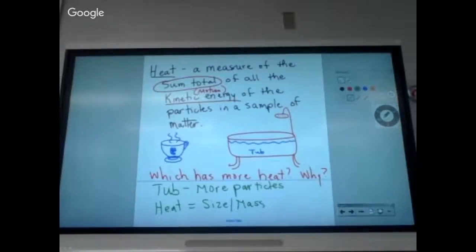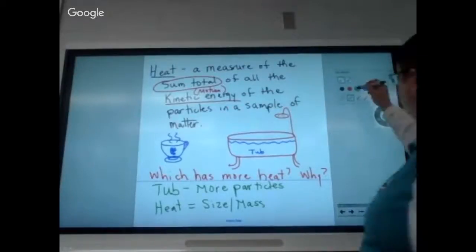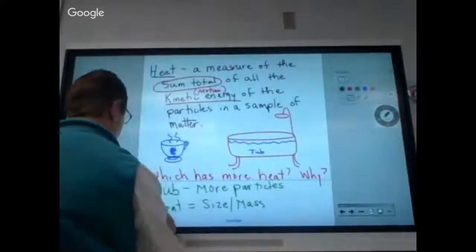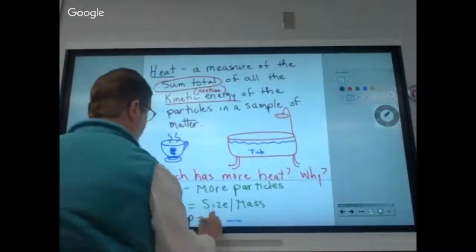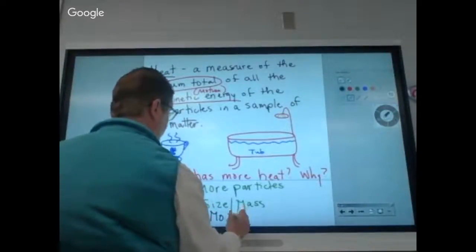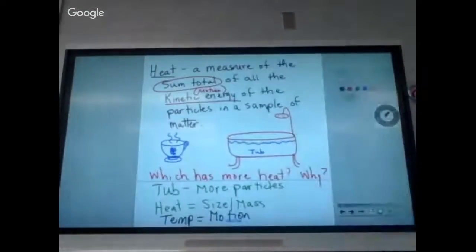Okay? So you said the larger the object, the greater the heat. Heat is about size. Okay? Temperature is about motion. So when Annabelle goes to basketball practice this afternoon and she starts running around, the particles in her body do what? They move and speed up. Her temperature will go up because her particles are moving faster. But heat is about size. Who will have more heat? Annabelle or Miss Wall?